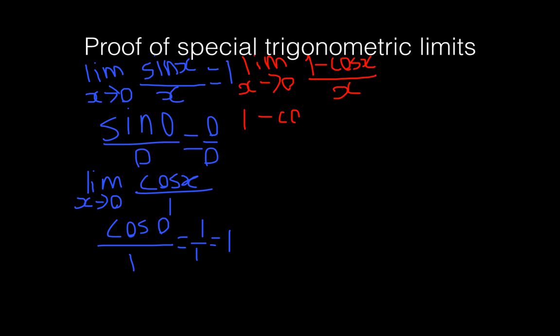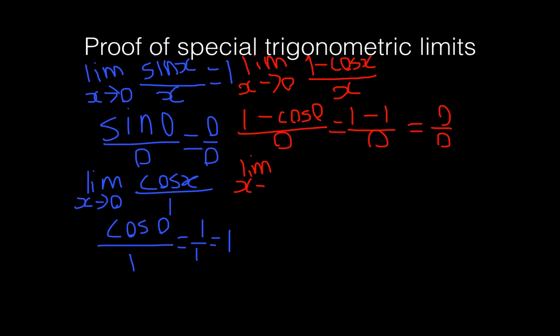1 minus the cosine of 0 over 0. The cosine of 0 is equal to 1, so we get 1 minus 1 over 0, which equals 0 over 0. We resulted in the indeterminate form 0 over 0, meaning we can use L'Hopital's rule. So let's go ahead and do that.